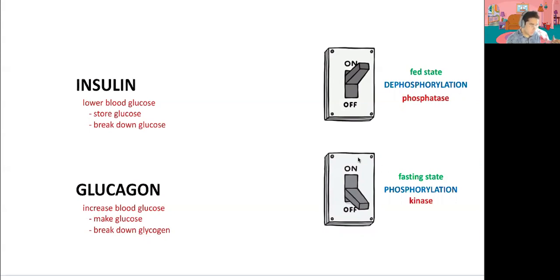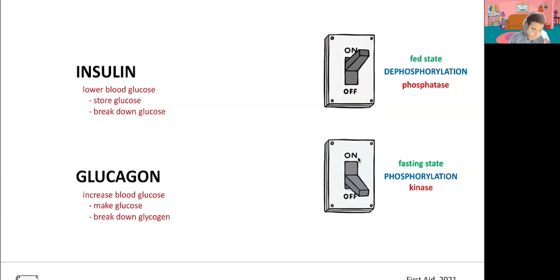Remember, it increases blood glucose, makes glucose available, and breaks down glycogen. That's the key principle to keep in mind, and it's phosphorylation via kinases, okay? Phosphatases dephosphorylate. Kinases are going to help with the phosphorylation, okay?